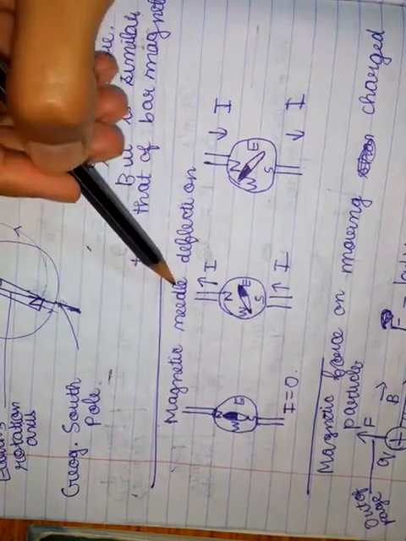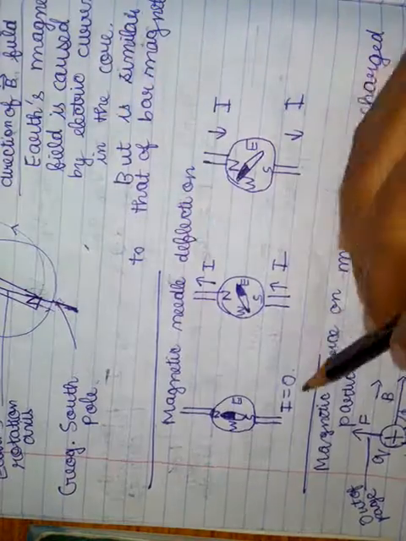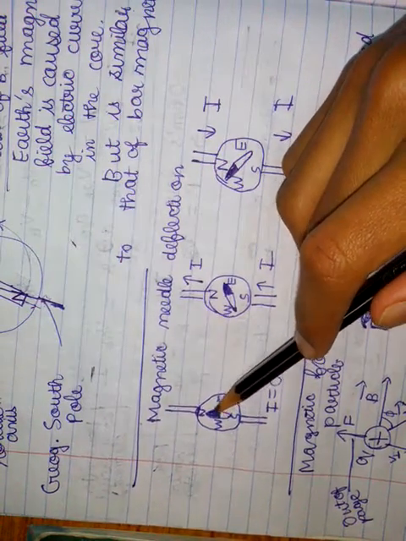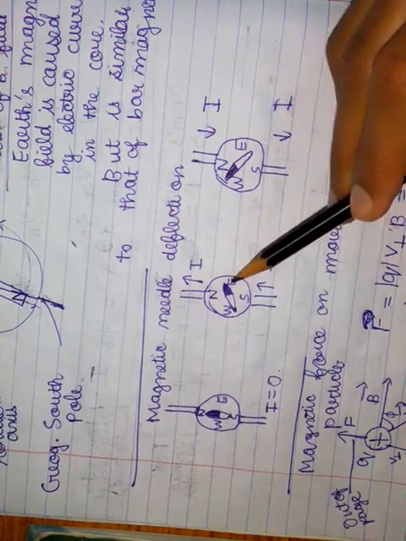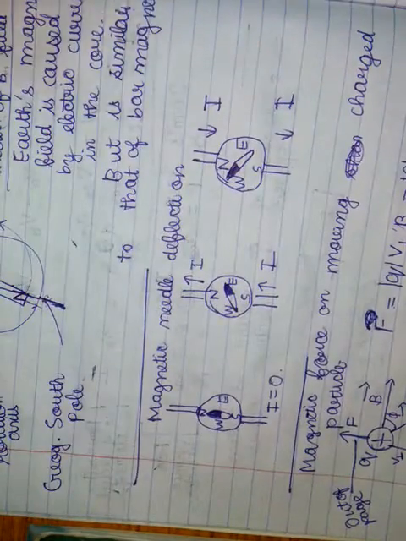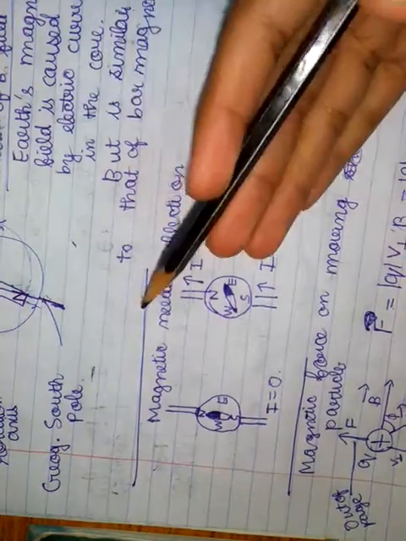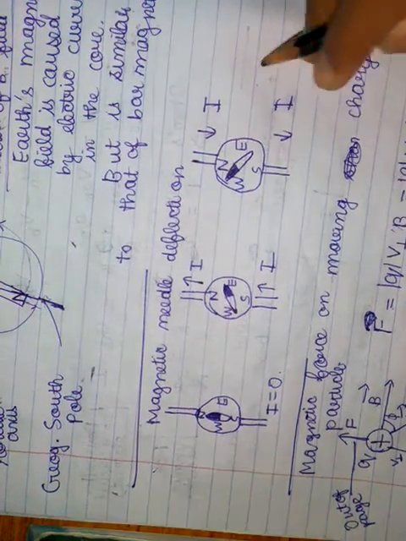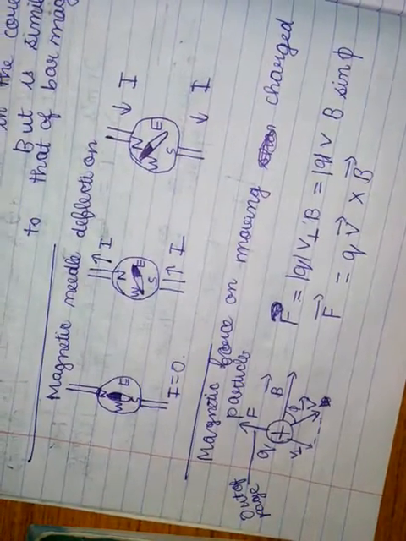Now, magnetic needle deflection. When no current flows, the compass points in the north direction, and when the current flows in this direction, the deflection is like this, and when the current is down, the deflection is like this. We will shortly see why this is so. So, continue watching the video.